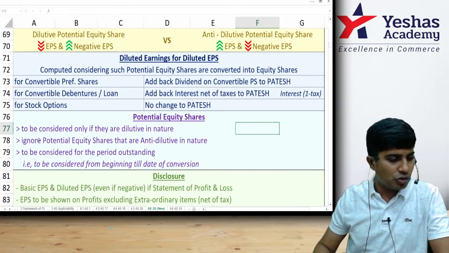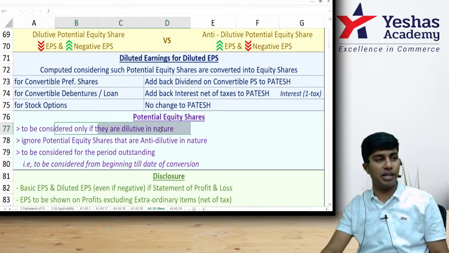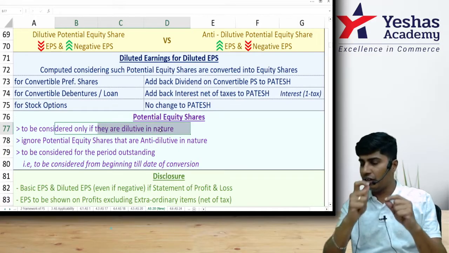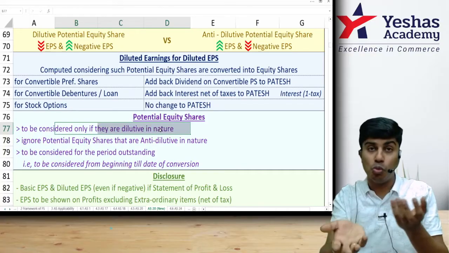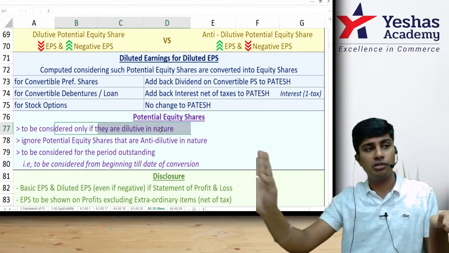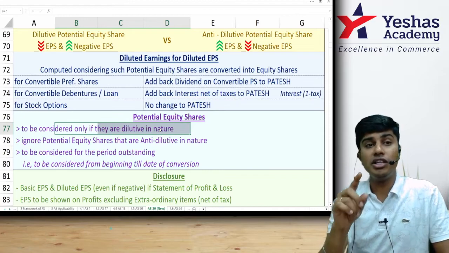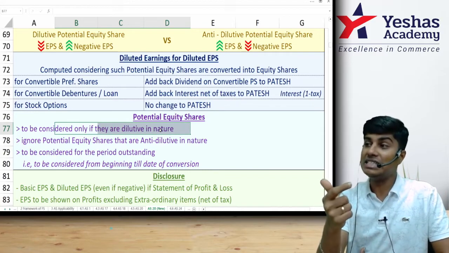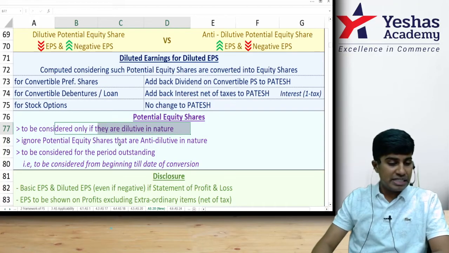Then the next thing that you would have to notice: potential equity shares are to be considered only if they are dilutive in nature. Any potential share, if we take it, and because of that the EPS that we get now is more than the basic EPS, then don't take that. We should take only if it is dilutive in nature. When we say dilutive, it is not the profit, it is the profit per share, the earnings per share that we have to check.